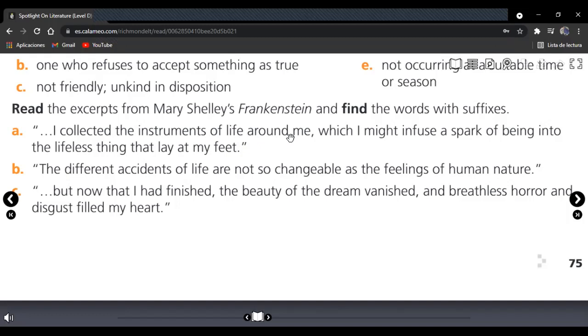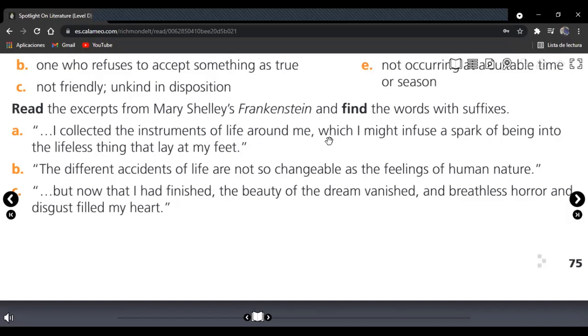Instruments. The letter S. Yes. And it's missing another. Instruments is one, letter S. There is another. Maybe the inflection of a verb? Collected. Yay, D.